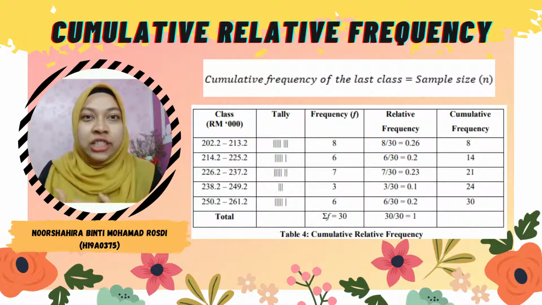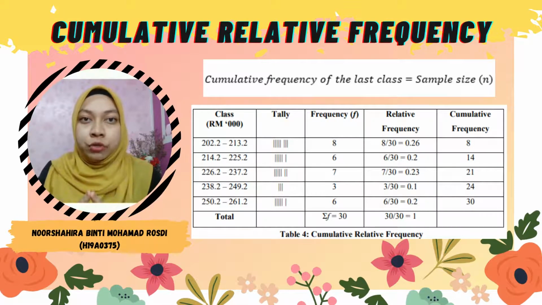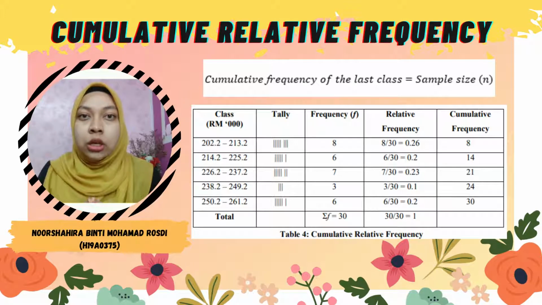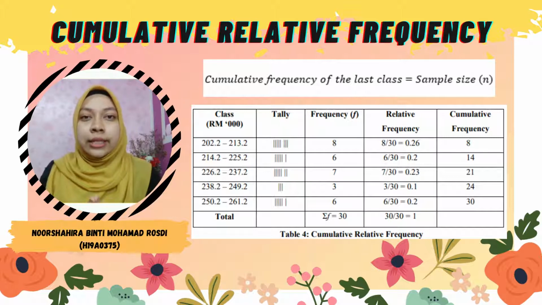For this part, you just see the frequency column to make the cumulative frequency. That means you should add the frequency to the cumulative frequency. For example, for the first class, the frequency is 8. That means the first cumulative relative frequency is also 8. For the next cumulative relative frequency, you should add the frequency of the second class. That means 8 plus 6 equals 14. And the next cumulative relative frequency is 14 plus 7 equals 21. And this step will be continued until the last class.